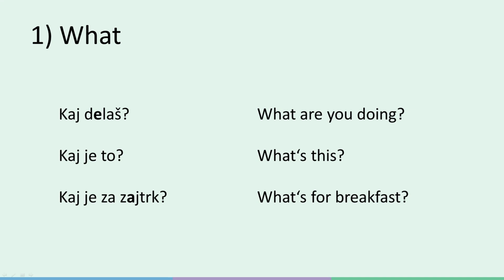And just as a reminder, you shouldn't always expect one-to-one matches between languages. Koliko je ura is what's the time. What's the time doesn't include the word kaj. In Slovene, we say how much is the time and not what is the time. So that covers kaj as what. Now on to the meaning you're probably less familiar with.